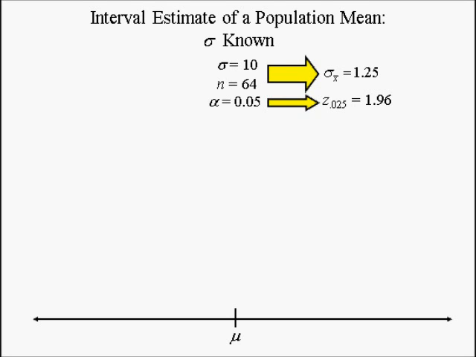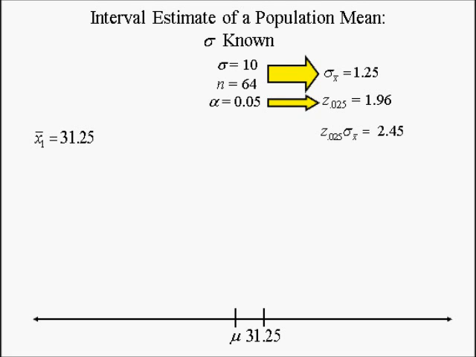The margin of error is equal to the z value times the standard error, which equals 1.96 times 1.25, which equals 2.45. Suppose the first time you randomly sampled the population 64 times, it resulted in a mean age of 31.25. Thus, the first x bar is equal to 31.25.